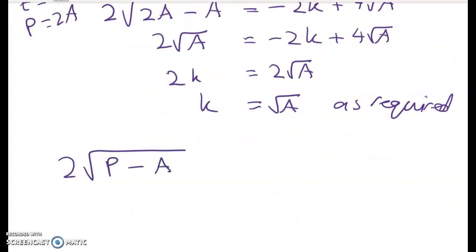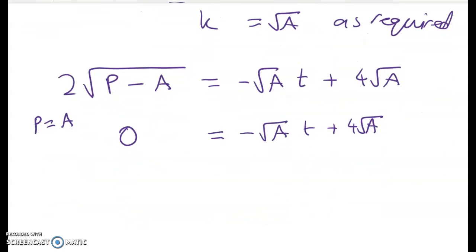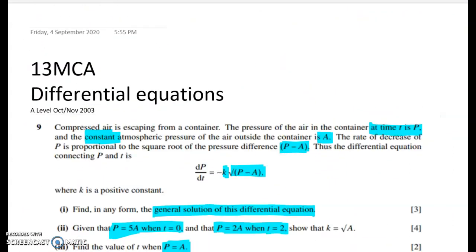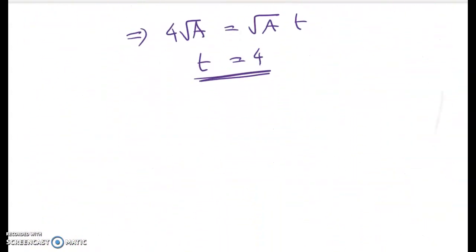We've got 2 root P minus A is equal to negative root A T plus 4 root A. So when P equals A, we have 0 is equal to negative root A T plus 4 root A, which gives me, let's go very slowly, 4 root A is equal to root A times T. T is equal to 4, so that's after 4 seconds. I think it's seconds. Let's see. Actually it doesn't tell us. Okay, T equals 4 then.